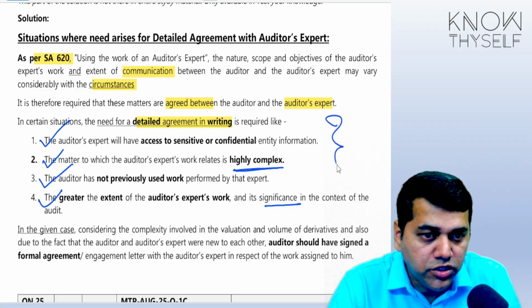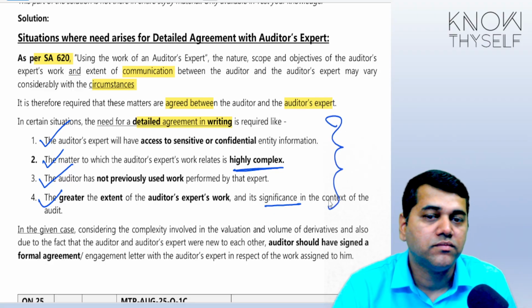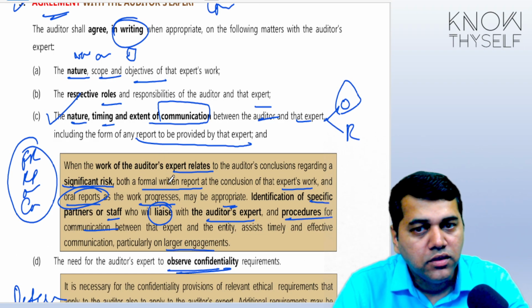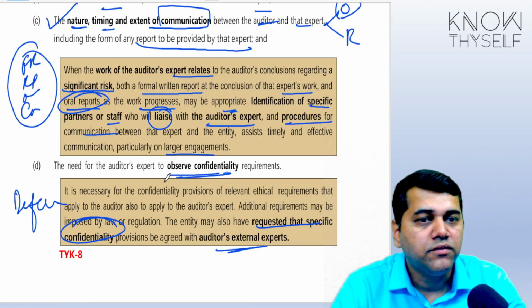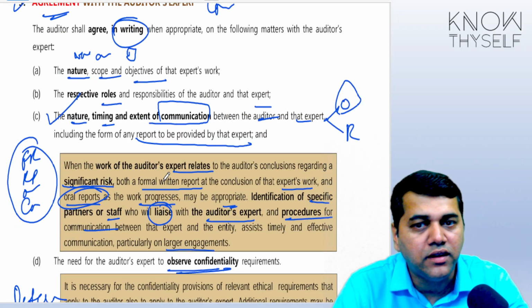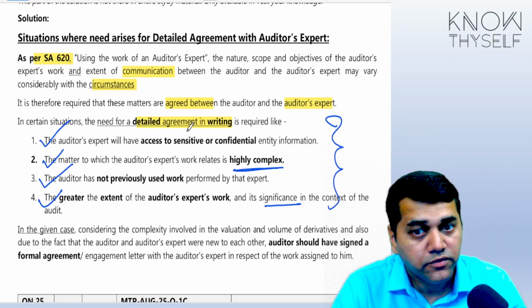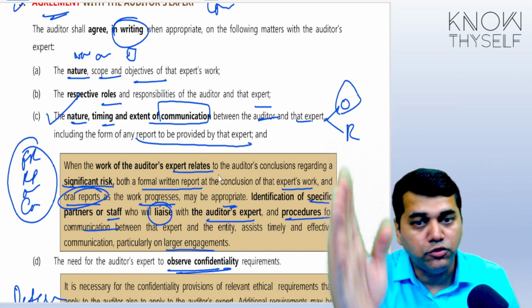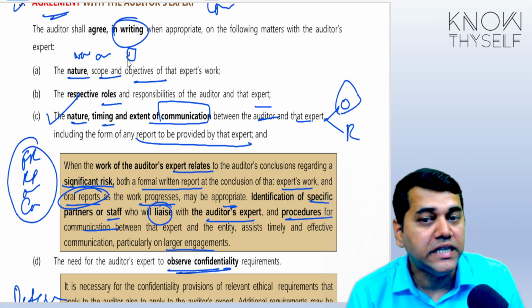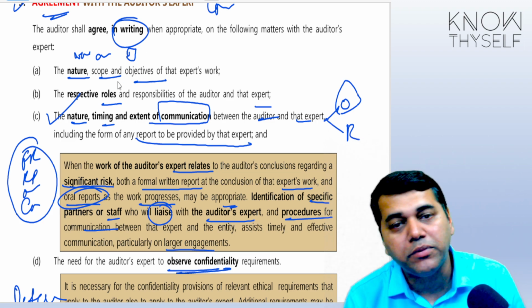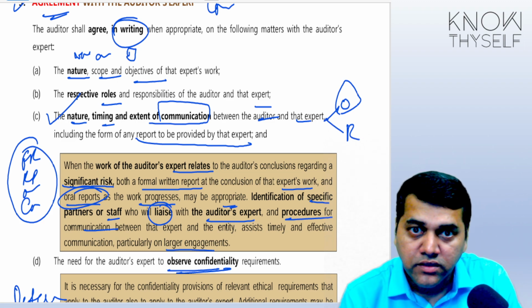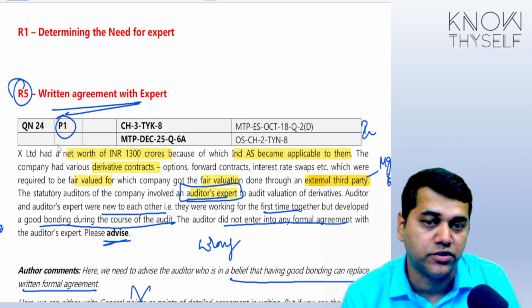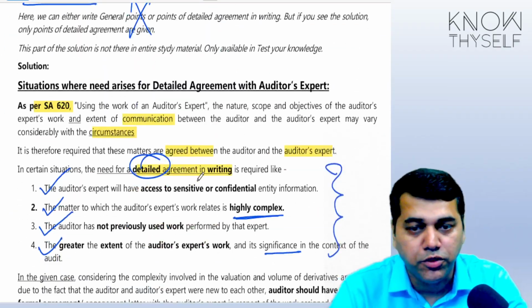Now, have they given you these points in the study material, students? If I go back to the study material, have they told these points? They are not told. You see here, they only say that it is a highly complex area. When you need to have a detailed agreement in writing, they said you need an agreement in writing, but they didn't give examples of situations. That's why, since it is coming only in your test your knowledge, I have marked it as a priority 1 question. So this is one extra point you need to understand.